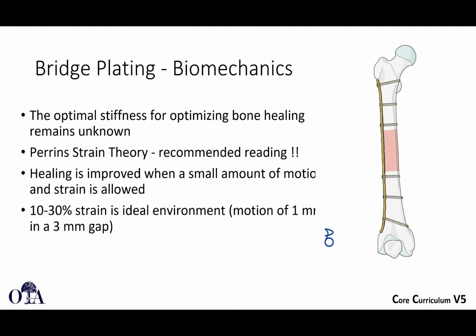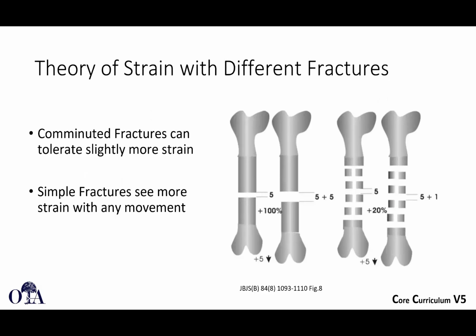The ideal is 10 to 30% strain, depending on your gap. This is a quick summary of strain theory and why, for example, a comminuted fracture can tolerate slightly more strain.